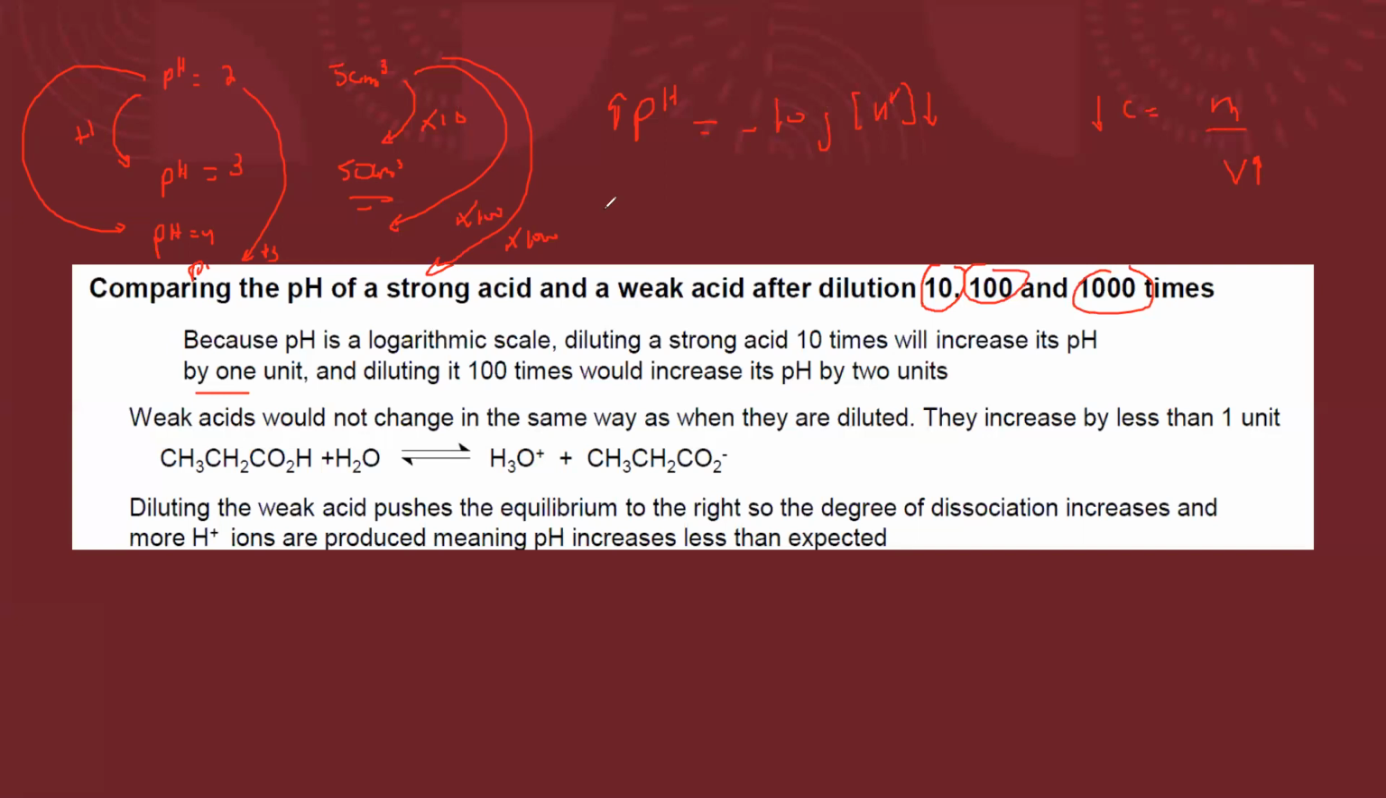Why for weak acid is it not equal to 1, it is less than 1? Because weak acids already have a very small hydrogen ion concentration. So dilution does not make too much difference, or a very small difference, to hydrogen ion concentration. That's why the pH will not change at the same rate as for strong acids. Is it clear?